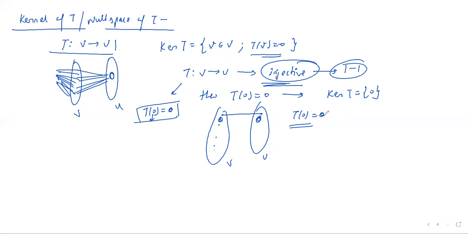So from this we got that ker T equals 0 if and only if T is injective. What do we say? If I have the transformation T: V to U as a linear mapping, then T is injective if and only if my ker T is equal to 0.